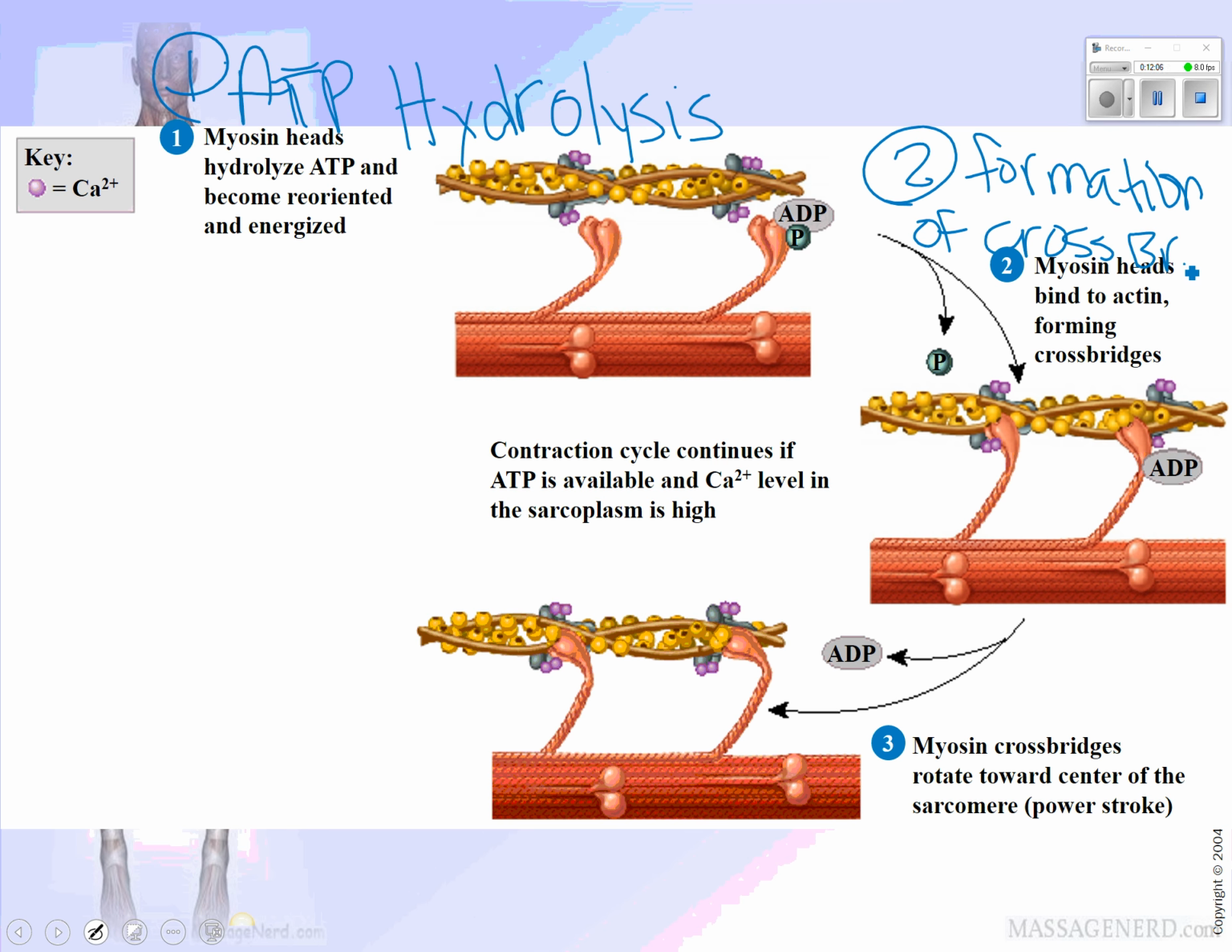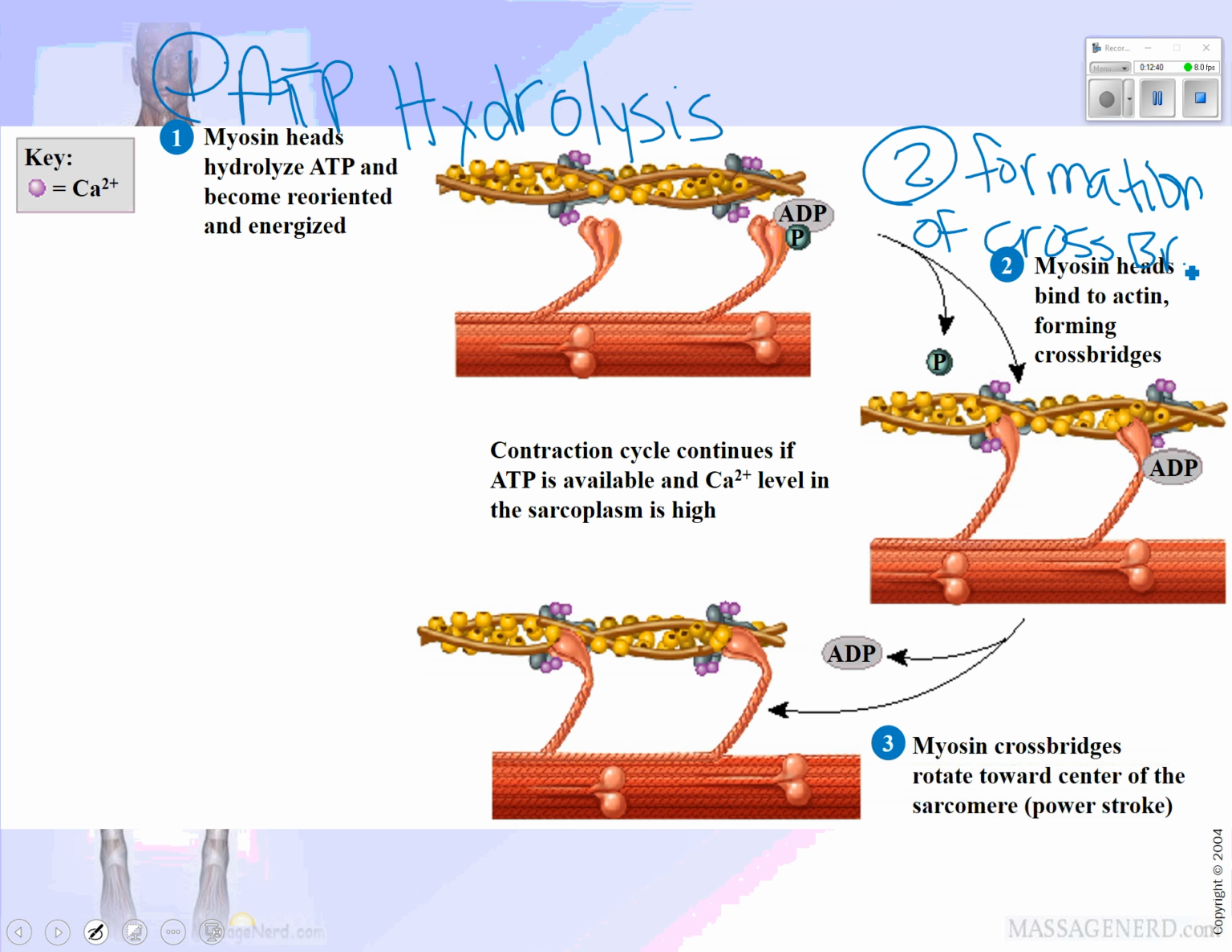Third one here, we're going to call it power stroke. Okay, for some reason my pen quit writing, so I apologize. So for the third one, just write power stroke. That is when the myosin cross bridges rotate towards the center of the sarcomere, called the power stroke. That's just the sliding of the filaments.